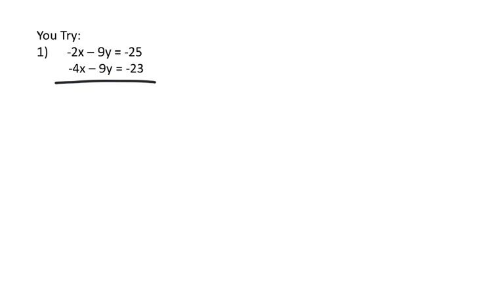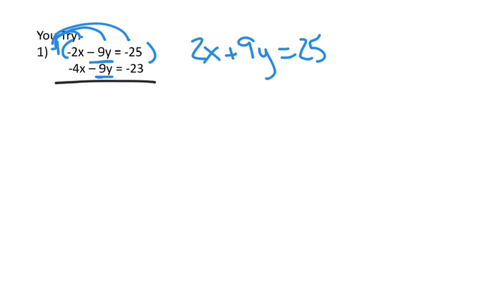And there's a couple different ways you could do this, but I'm going to go with the y's because our y's have the same number. So all I need to do is to get them to be opposites and they would cancel. So I'm going to take this top equation and multiply by negative 1. So distribute that. Negative 1 times negative 2x is positive 2x. Negative 1 times negative 9y is positive 9y. Negative 1 times negative 25 is positive 25. This bottom equation I'll bring straight over. So negative 4x minus 9y equals negative 23.